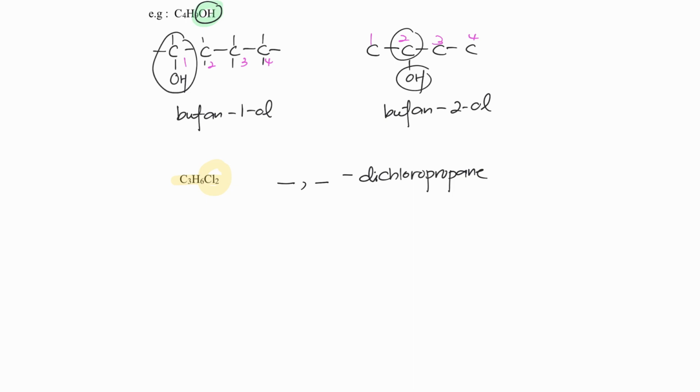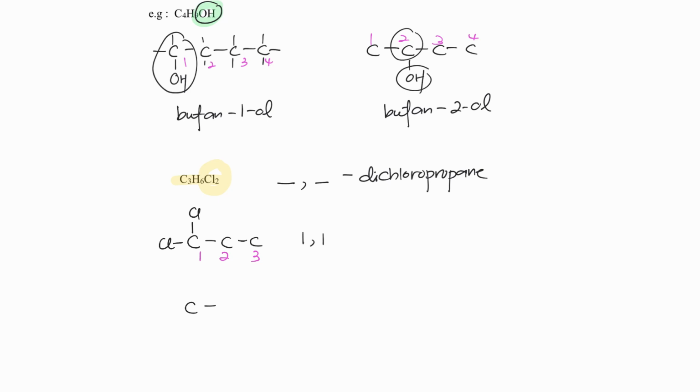So for these 3 carbon, we can only have 1 chain. So for 3 carbon, we couldn't have any chain isomer. But we can have positional isomer for the position of these chlorine atoms in this carbon chain. So we can have 1,1 dichloropropane where both chlorine are in the first carbon. So we can actually number the chain with 1, 2, 3. So we can have 1,1.